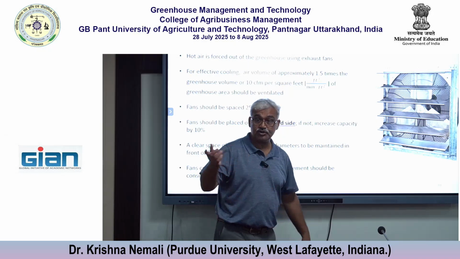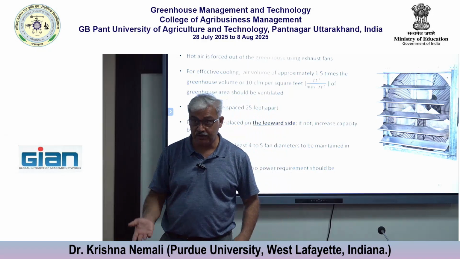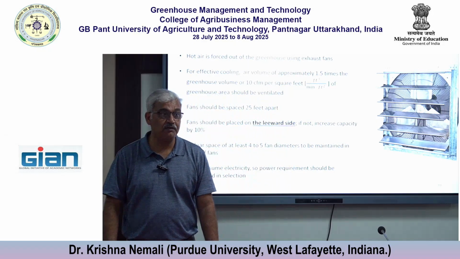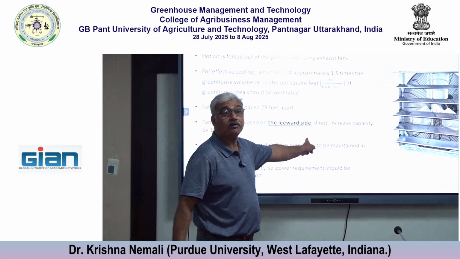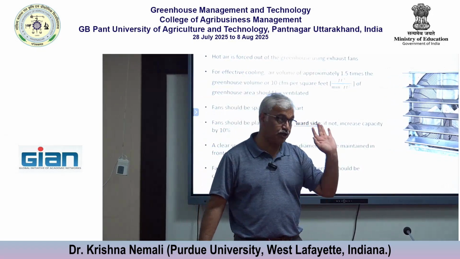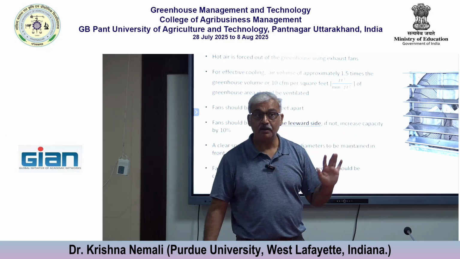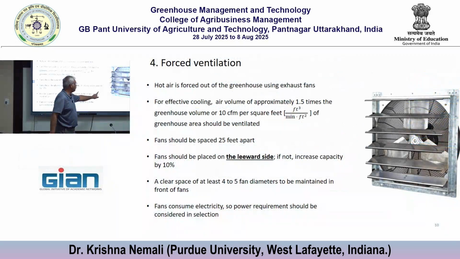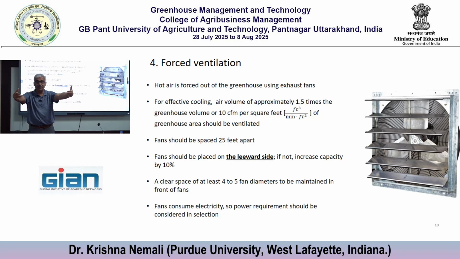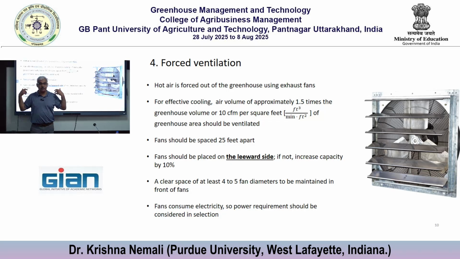So then it goes to the question, if you are in an area where there is no wind at all, you don't have any other option than creating artificial ventilation. Natural ventilation is through wind and convection. When there is no option, then you have to go at least for exhaust fans. So when you create an exhaust fan, you put fans on one side and then you put windows on the other side, right? You want to place your fans on the windward side. I'm sorry, the leeward side.